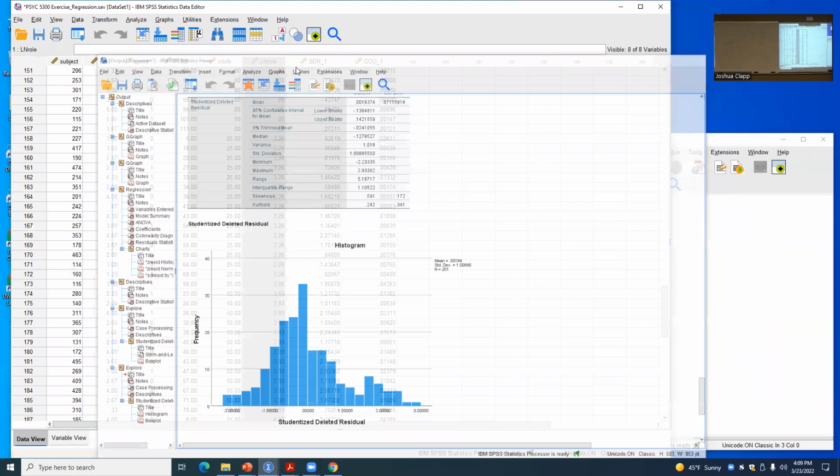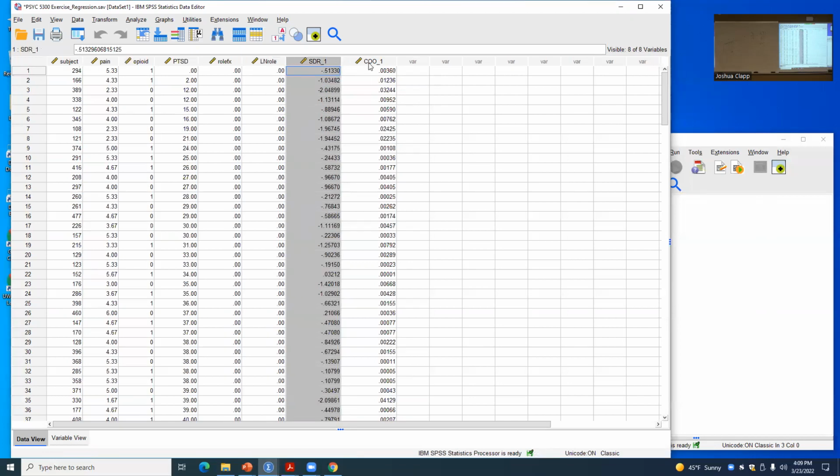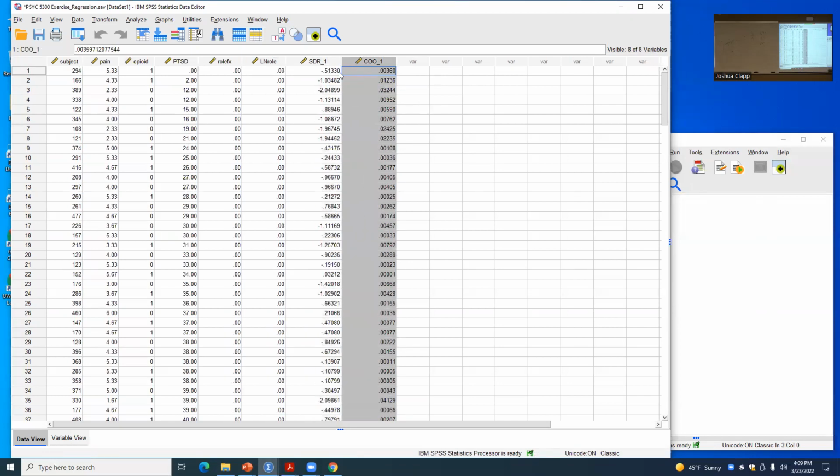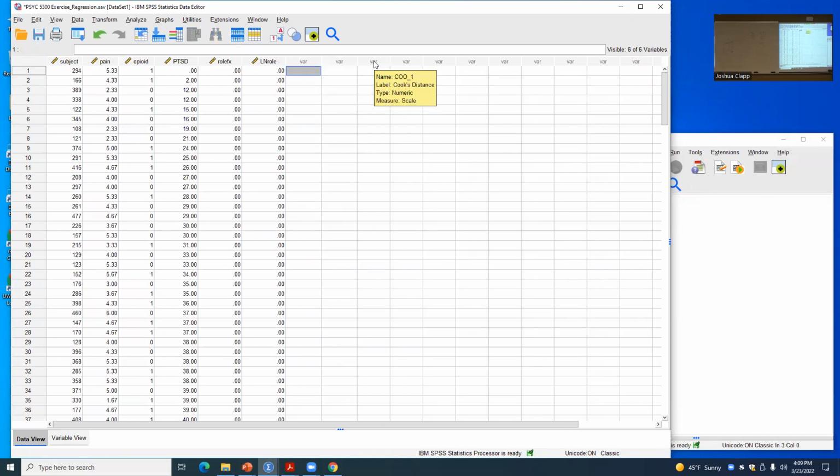So what we're going to do is I am going to go to my data and sort by. Did I not request leverages in this? Boo. Those are my Cook's. Okay, I didn't, must have missed those.